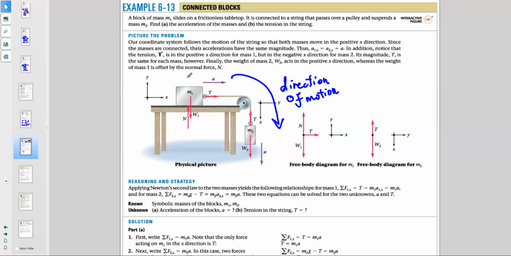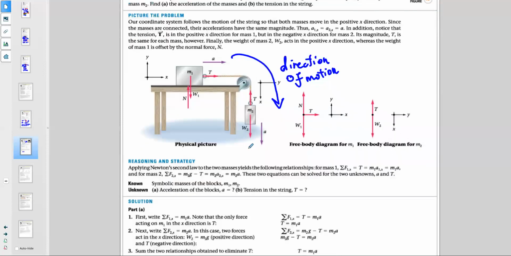And then I have N up, which is right there, and W1 or M1G down. These two will also cancel out. This is also frictionless, so I don't have any F of K or F of S in the opposite direction. So all the forces that are responsible for this type of motion is W2 or M2G.